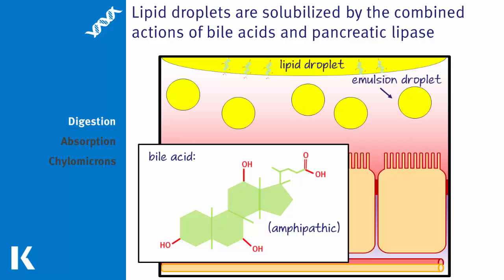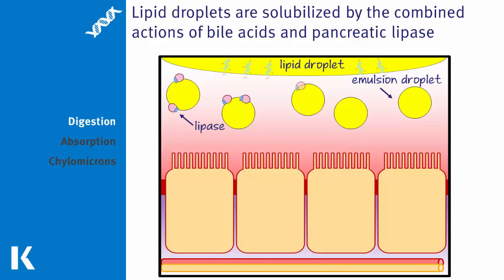This creates emulsion droplets that have a greater surface area to volume ratio, increasing the possible areas for digestion. When bile acids have finished their work for the day, they are reabsorbed in the ileum and recycled, and any undissolved lipid droplets pass through the colon and are excreted. Pancreatic lipase and colipase then further solubilize the emulsion droplets to even smaller micelles. Micelles are key components of lipid absorption, so let's see how this process works.